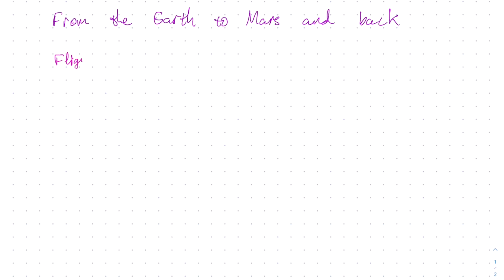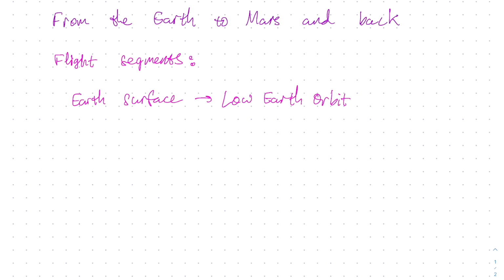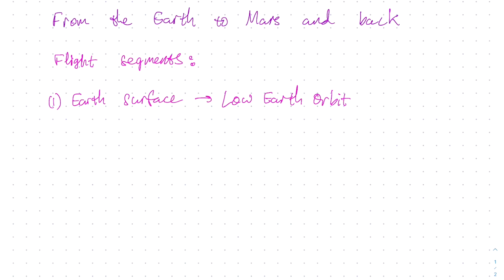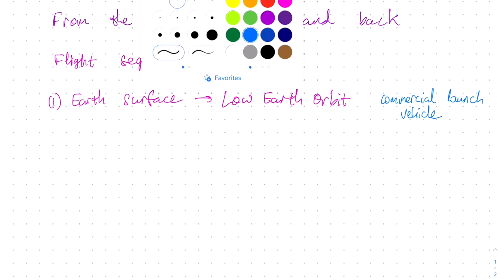Let's go ahead and begin by looking at the flight segments which involve engine burns. For the purposes of our mission planning, we will assume that our Martian spacecraft will be assembled in low Earth orbit using commercial launch vehicles to bring up the spacecraft components as well as any fuel and oxidizer that is needed. So our first flight segment involves flying from Earth's surface to low Earth orbit. And as we just said, this will be carried out by a bunch of commercial space launches.